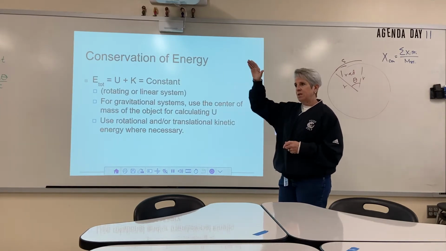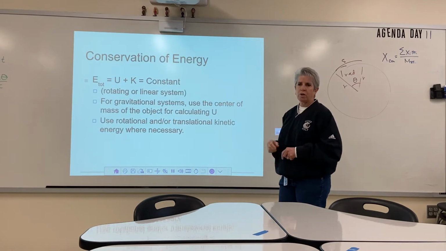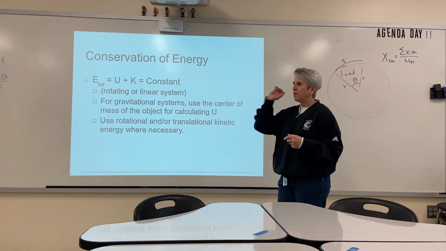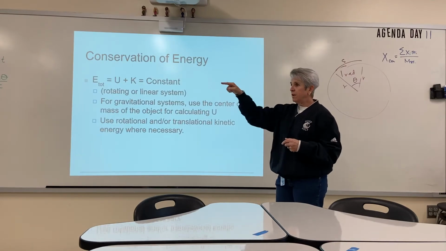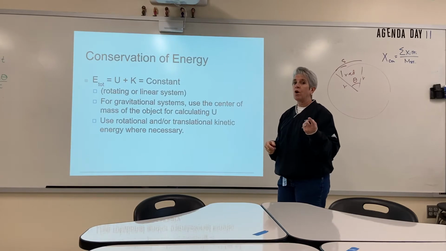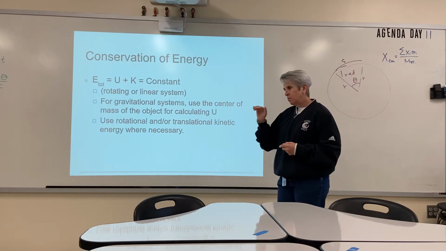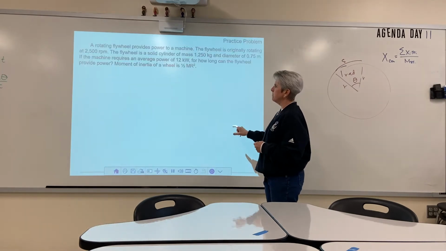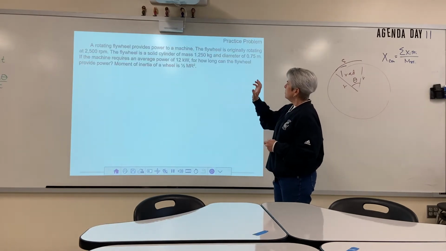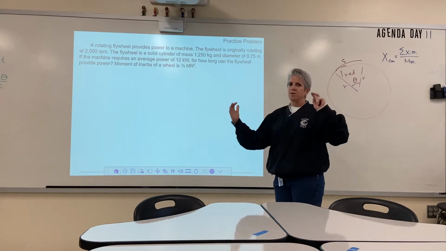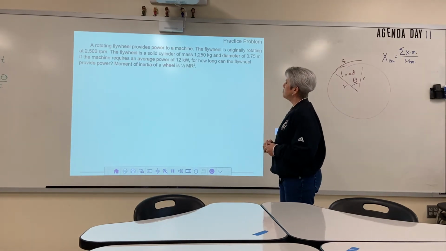So if we have an object that's simply rotating, we'll use rotational kinetic energy. But if the whole thing is moving and spinning, like if you throw a baseball through the air and it's moving from first base to second base, but it's also rotating, or you have a car going down the hallway that is moving translationally but also rotating, then we're going to use both kinds of kinetic energy. So here's an example problem. Rotating flywheel, which we talked about is just a big disc, provides power to a machine.